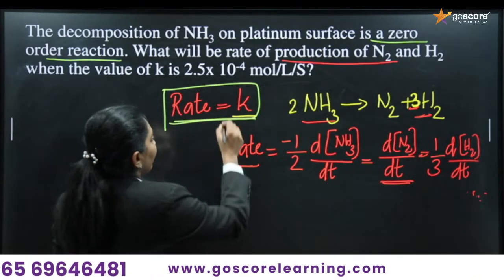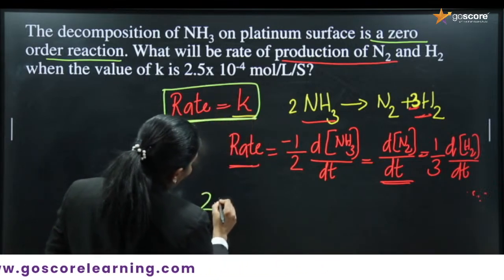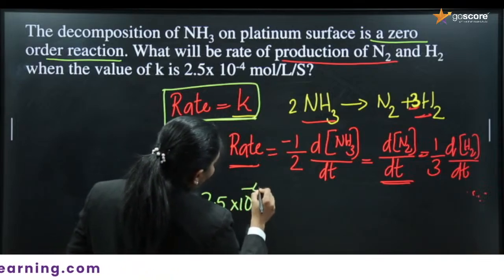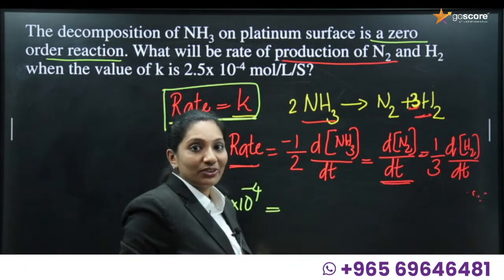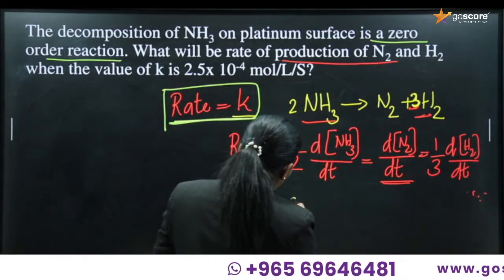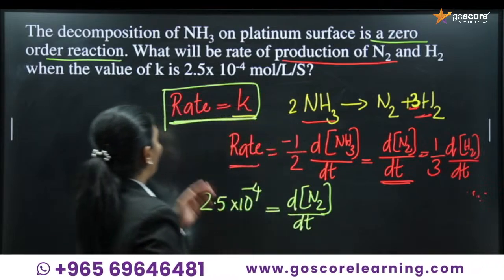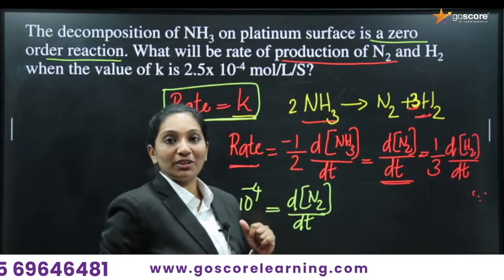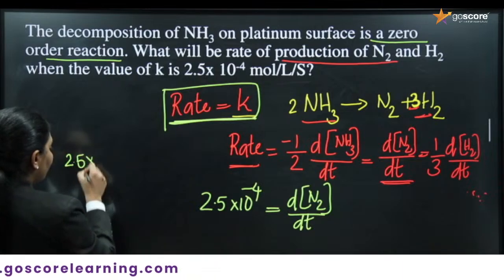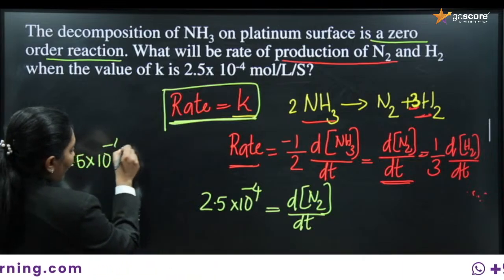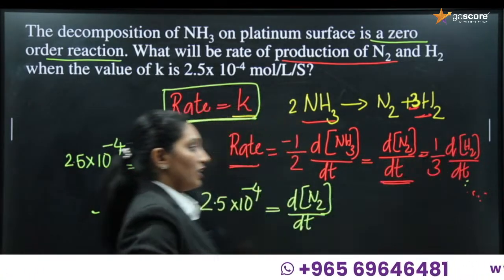That's why we call it a zero order reaction. Right? So, once we get this, K is equal to rate. So, we can write it as 2.5 into 10 the power minus 4 is equal to d[N2] by dt. That is what the rate of formation of nitrogen will be. Now what is the second question? You want to find the rate of formation of hydrogen. That is, 2.5 into 10 the power minus 4 is equal to 1 by 3 d[H2] by dt.